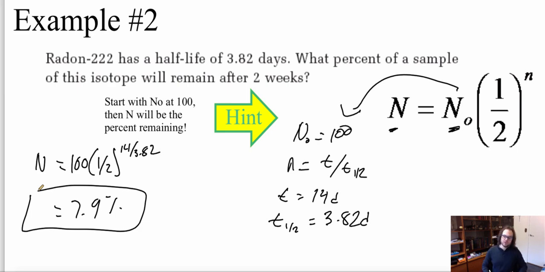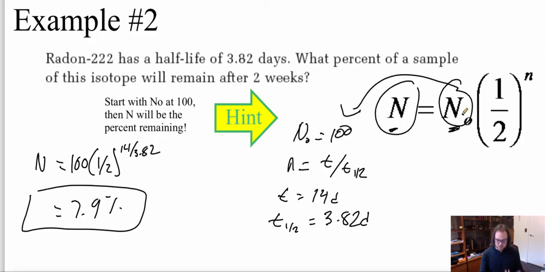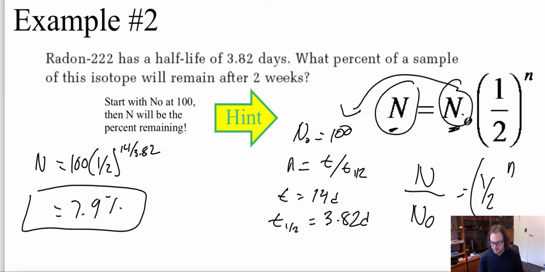Another way you could do this is you could just isolate for these two here, because a percent is one thing out of the other. So we want to know how many of this we have, and then we times that answer by 100. So I could have just isolated, so I have N over N naught is equal to 1/2 to the power of n. So I could have done it this way as well.